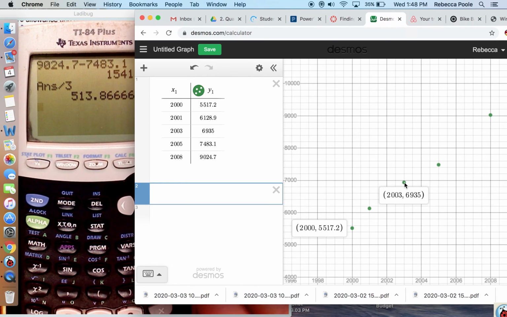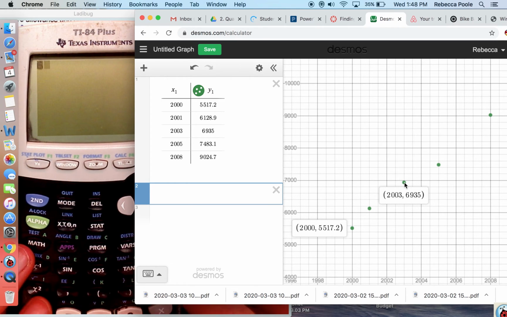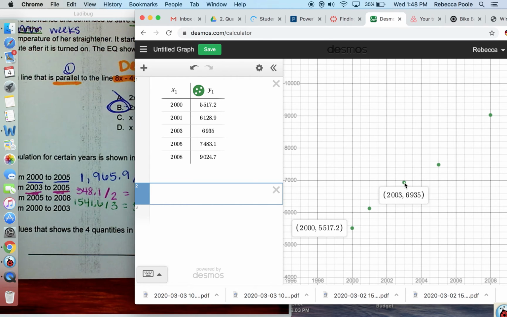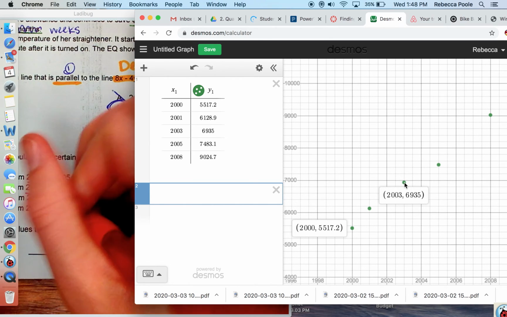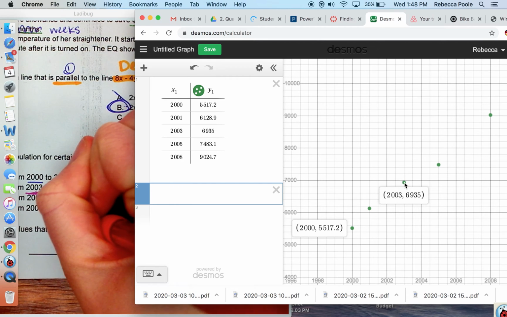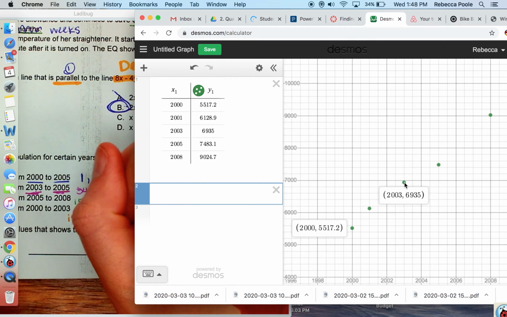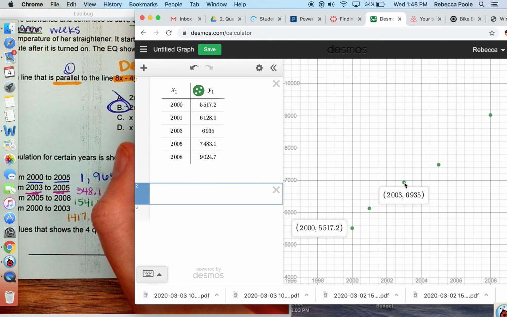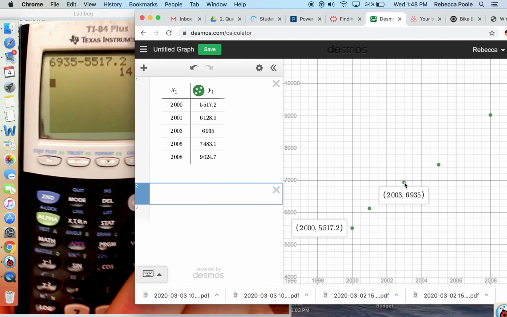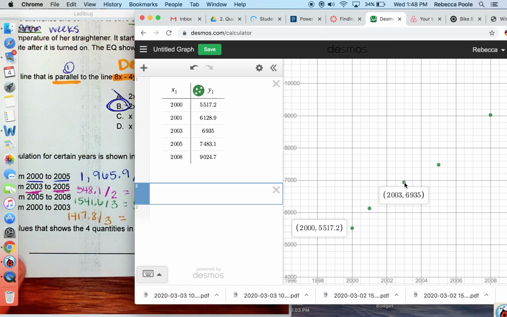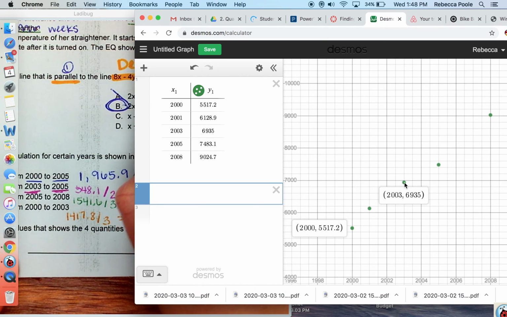So in my calculator, I'm going to do 6935 minus 5517.2. That gives me 1417.8. Divided by, it went up by 3 years. So my change in the x or the time is 3. So if I do 1417.8 divided by 3, we get 472.6.